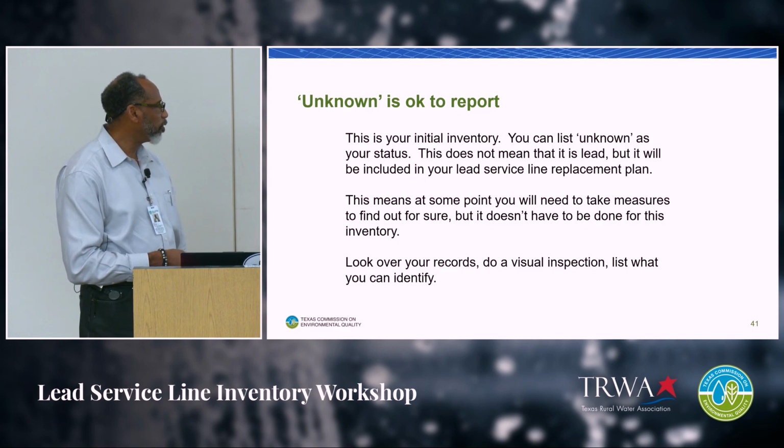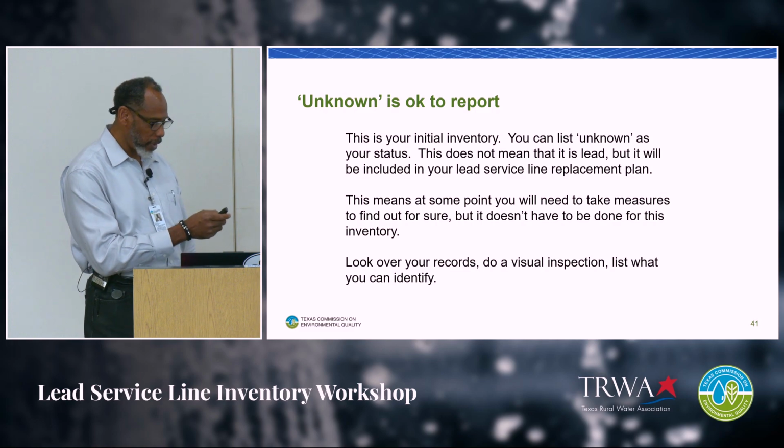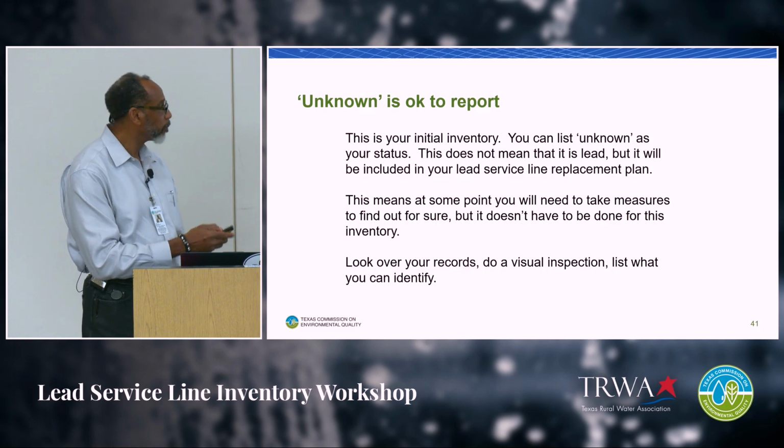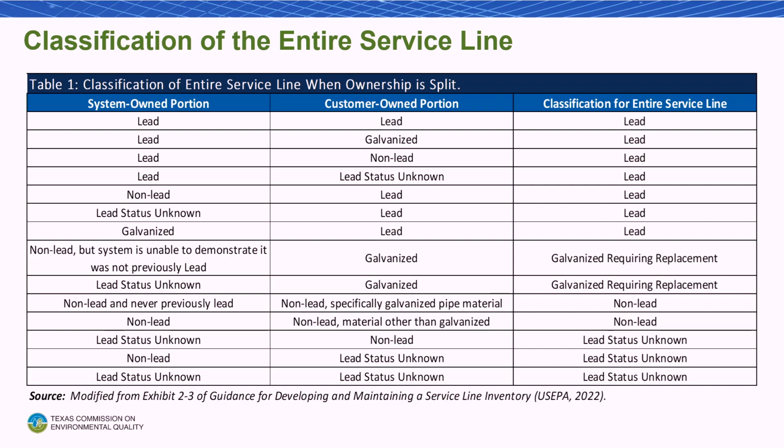Look at your records, do a visual inspection, and then list what you can identify. This is the classification of your service line. So again, you're going to go through and list each service line. How many of y'all have GIS? Not many. Okay, a few. So GIS has a way, depending on yours, to export that data based on the service lines at the service location into the template.